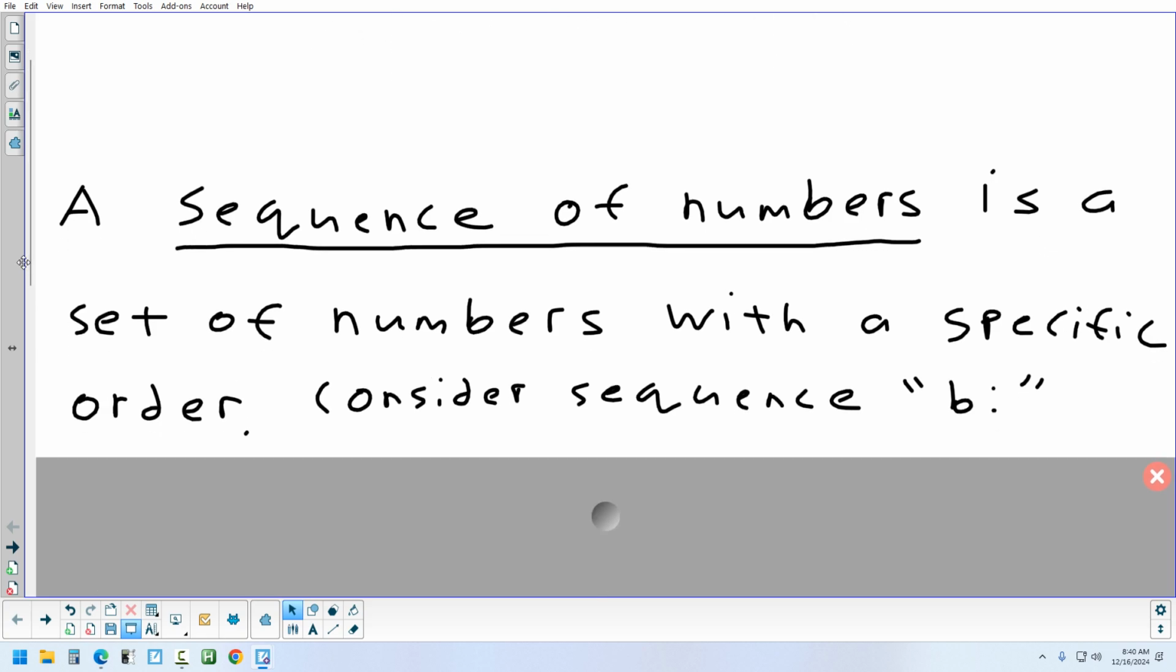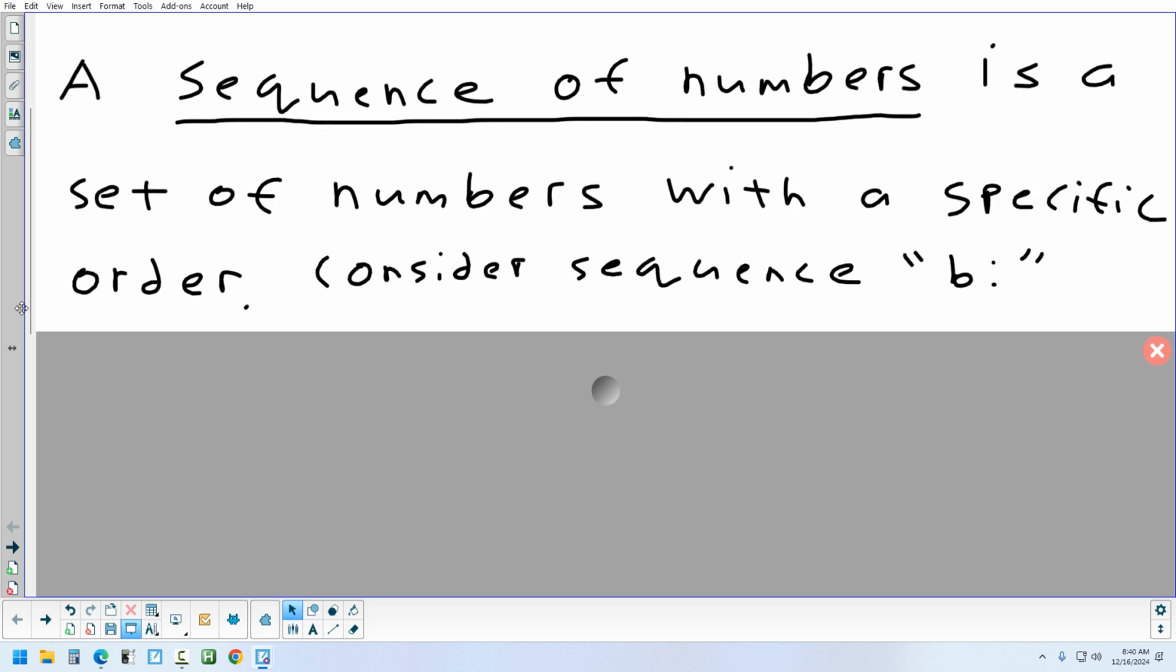So in order for something to be a sequence, there does have to be a pattern to it. Right? We're not looking at sequences of random numbers. We're looking at sequences of numbers where you can predict the next number based on a pattern. Right? So there's an order to the numbers.